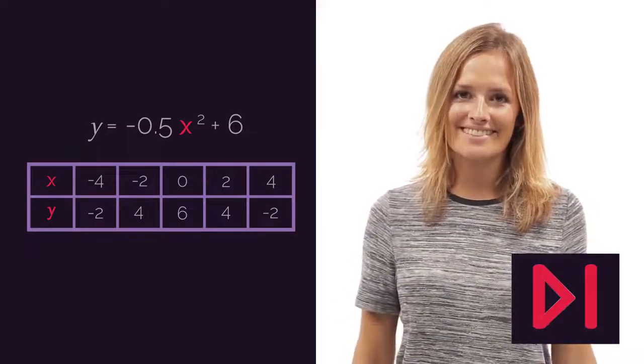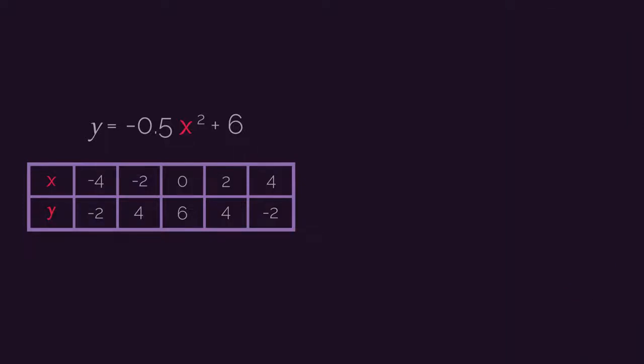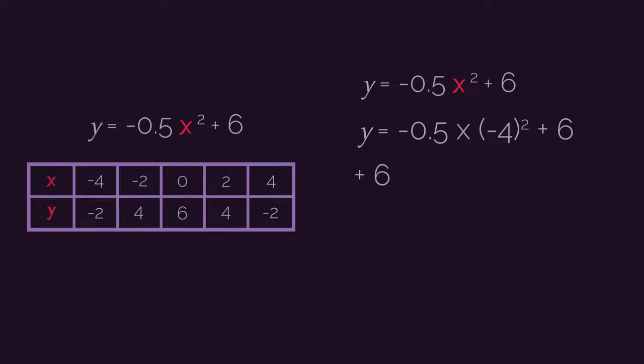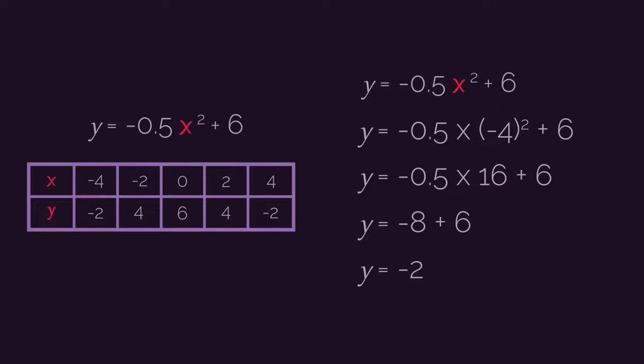Otherwise, keep watching. So let's run through the working for substituting in x equals negative 4. So we get y equals negative a half multiplied by negative 4 squared plus 6, which gives us negative a half multiplied by 16 plus 6. So negative a half multiplied by 16 is negative 8. So then negative 8 plus 6 means y is negative 2. So when x is negative 4, y is negative 2. Just be careful with multiplying negatives. This is where people make their mistakes.